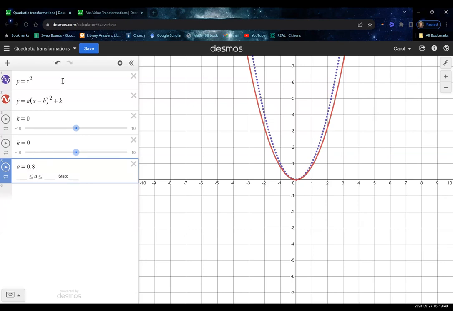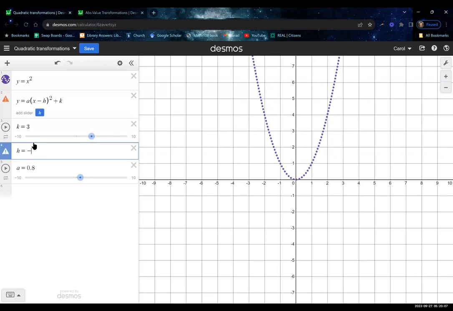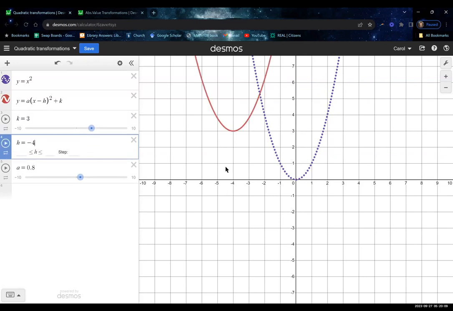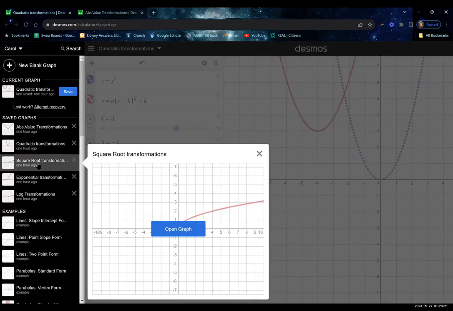One thing I want to point out with absolute value and with quadratic functions, the H and K tell us the vertex, which is either the highest point or the lowest point. So for example, in this one, if I have 3 as my K and -4, then notice my vertex is at -4, 3, my lowest point on the parabola. Let's just look at a few more, but I think we're getting the idea of what H and K and A do.